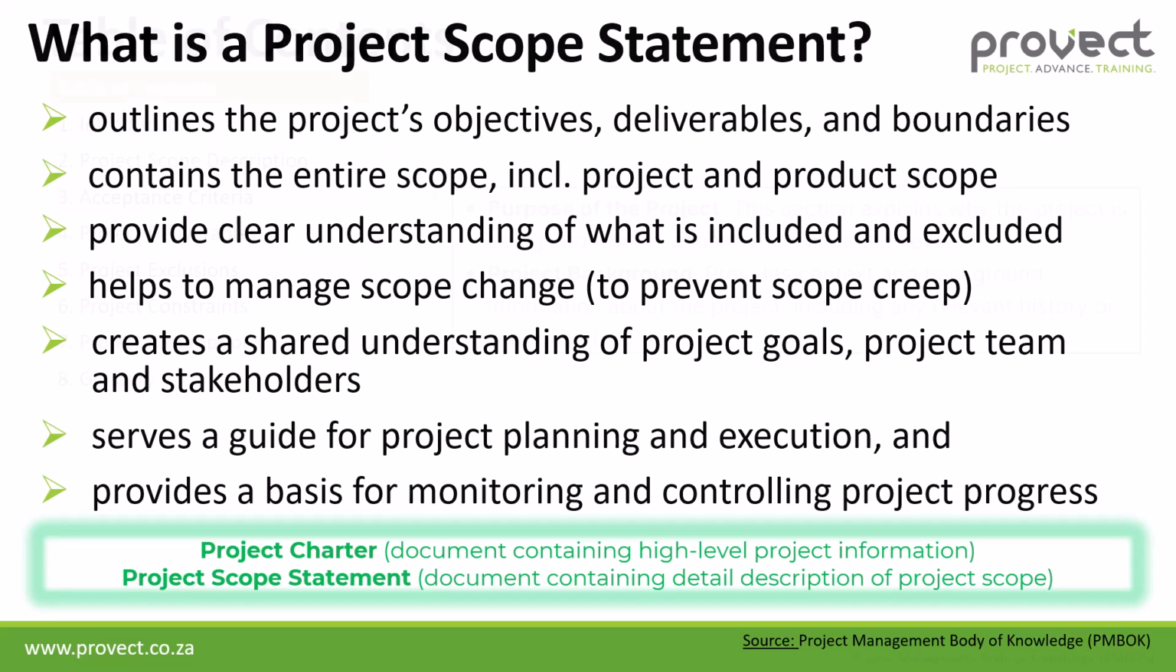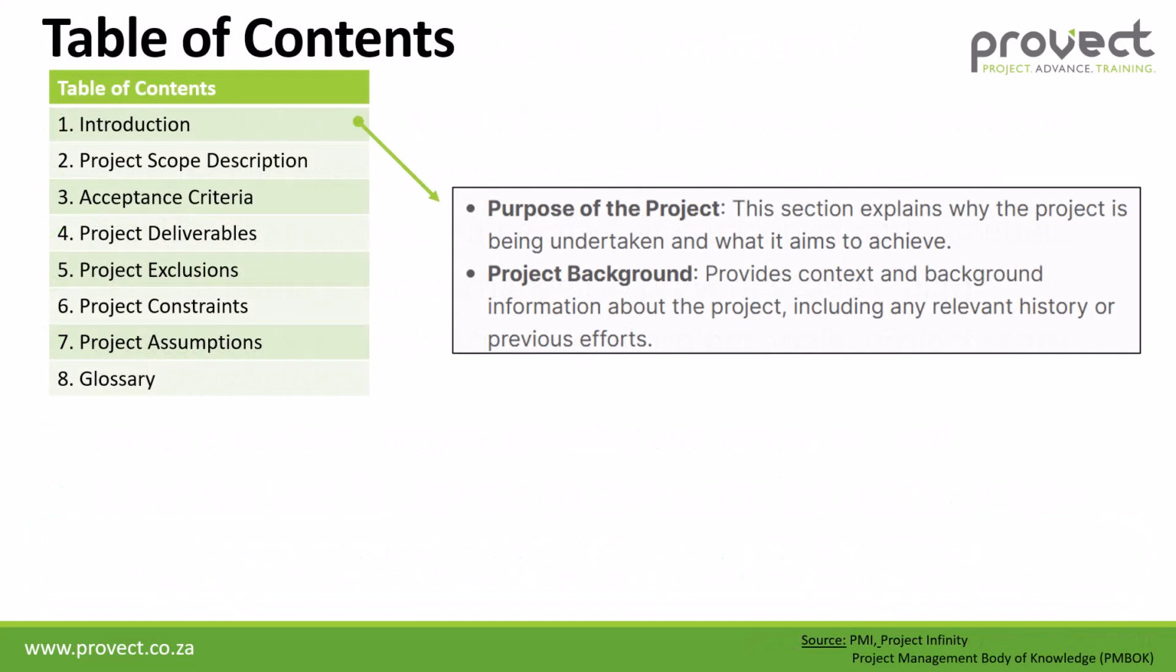Now let's have a look at the table of contents of a project scope statement, starting off with our introduction. In this section, it explains why the project is being undertaken and what it aims to achieve. You can also include a background that provides context and background information about the project, which can also include your relevant history on the project.